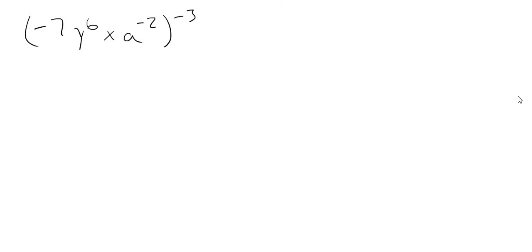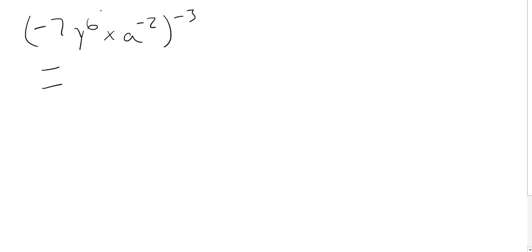All right, let's say I have negative 7 y to the 6th x a to the negative 2 all to the negative 3rd power. Now, this looks a lot longer, but just think about the laws, and I think you'll be okay. Ask yourself where you would start. I would start simplifying the inside. If I look at it, though, there's none of the same variable. There's nothing really for me to do to simplify. If I look on the outside, though, there's a negative exponent.